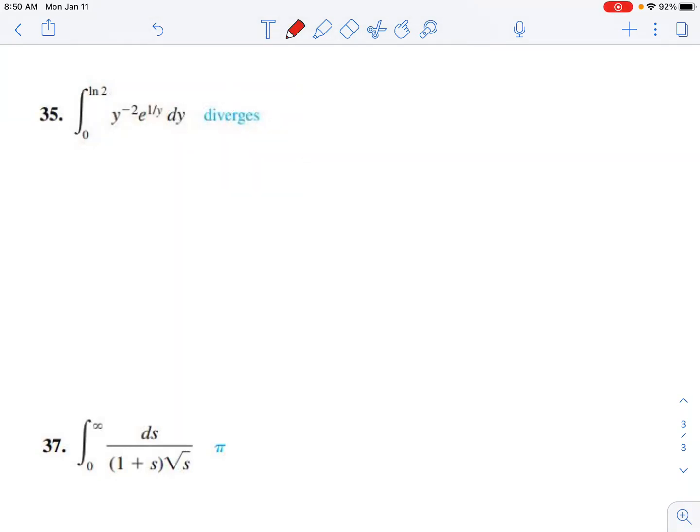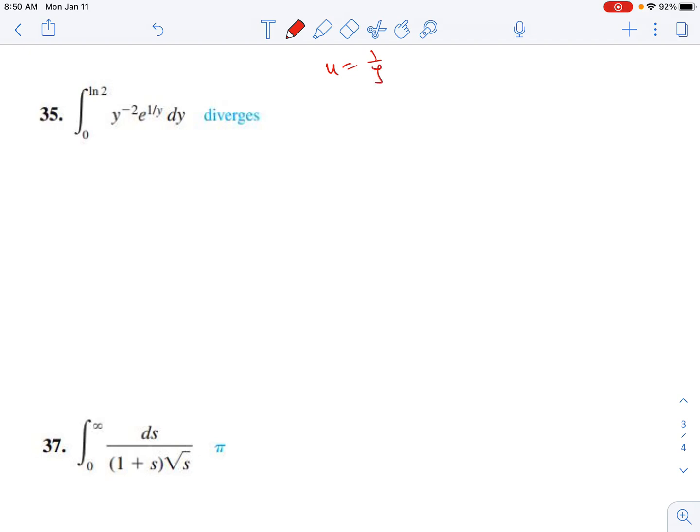Okay, for this problem, we're looking at an integrand that has a y to the negative 2 and an e to the 1 over y. And for me, I see an e to the 1 over y, and I instantly think to myself, what if u equals 1 over y?